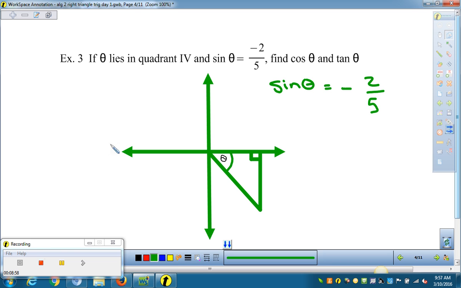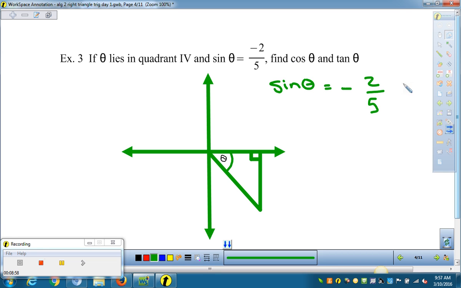First thing that I suggest you do, even though they have the negative with the 2 on the top of the fraction, I would suggest you rewrite it as sine theta with the negative in front and then 2 over 5. Because we need to figure out which side we put the negative with. It does not have to go with the 2. And it depends on which ratio we're dealing with.